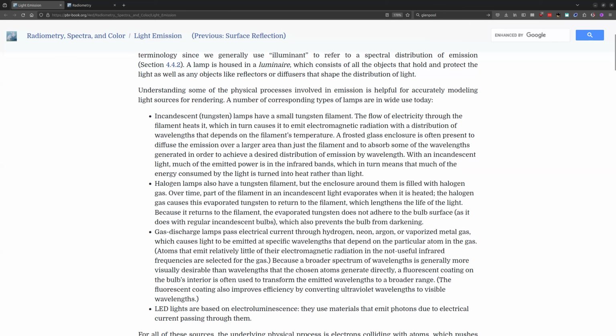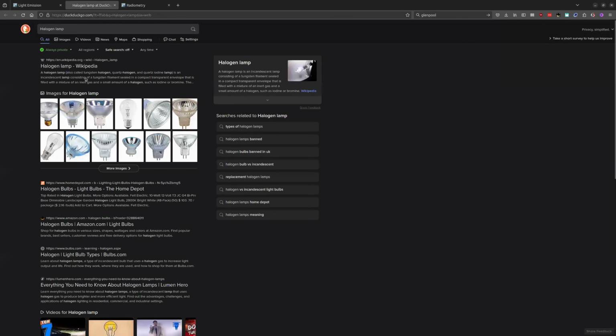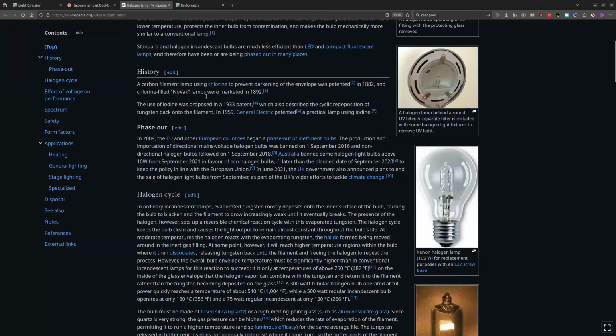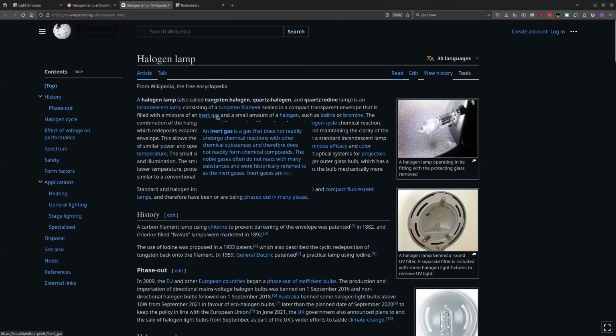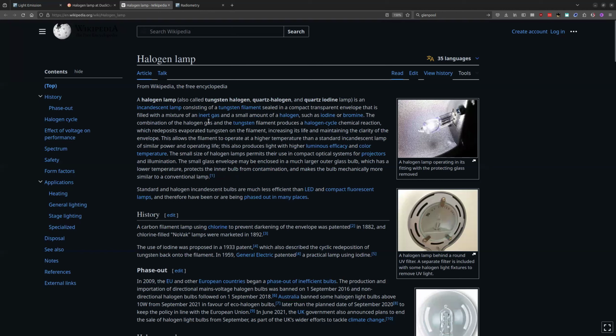So wait, is halogen just a fancy form of incandescent light bulb, because it's filled with halogen gas? Or is this a neon light? It's a halogen light. Oh, I guess it is a halogen. I think it's just because neon's just a different type of gas, right? Interesting.